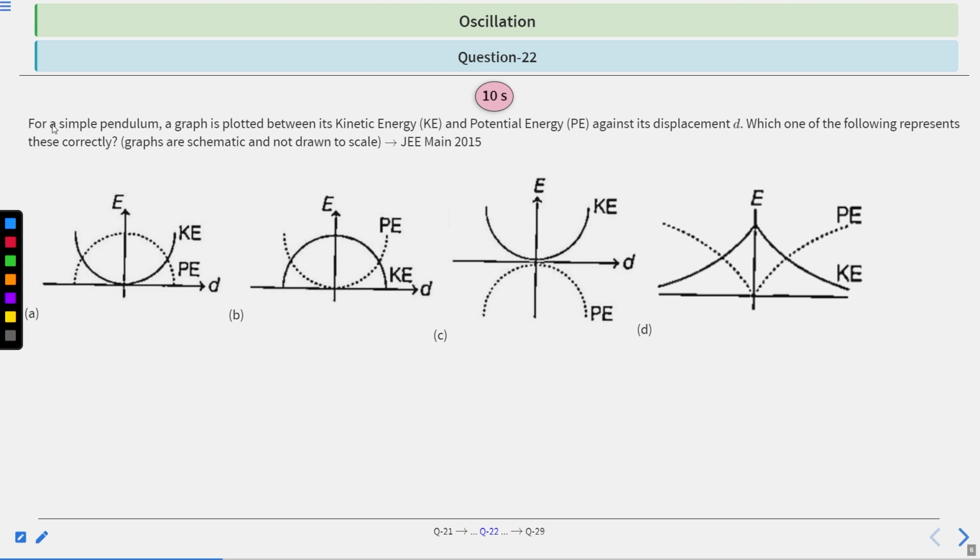Next question, question 22. For a simple pendulum, a graph is plotted between its kinetic energy KE and potential energy PE against its displacement d. Which one of the following represents these correctly? Graphs are schematic and not drawn to scale. This is a JEE 2015 question. Which graph is correct? A, B, C, D. You have 10 seconds to solve this question. After 10 seconds, we will provide the solution.